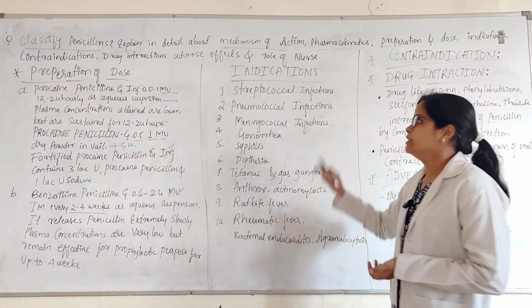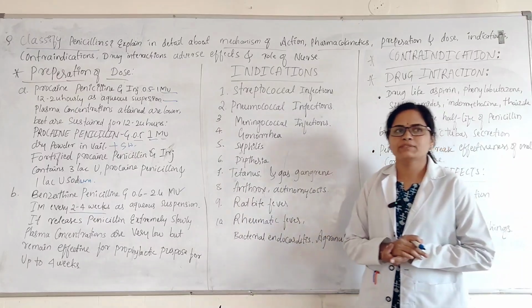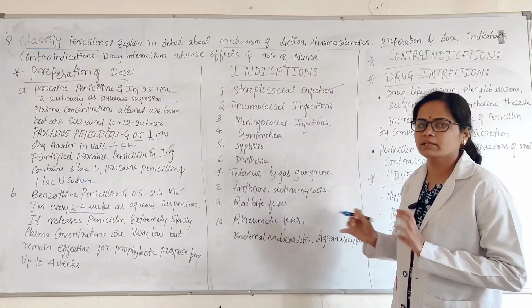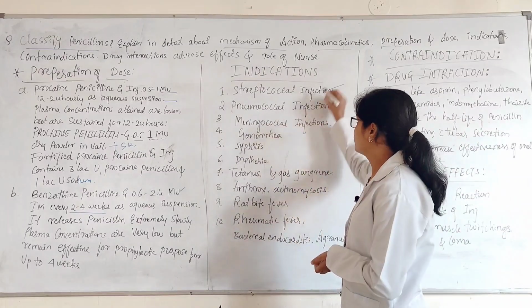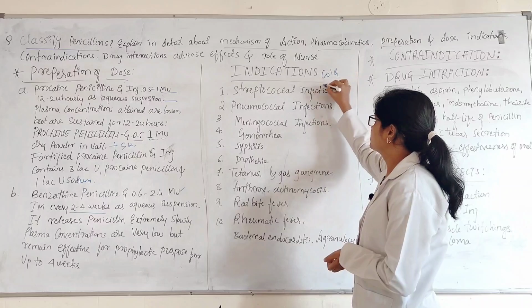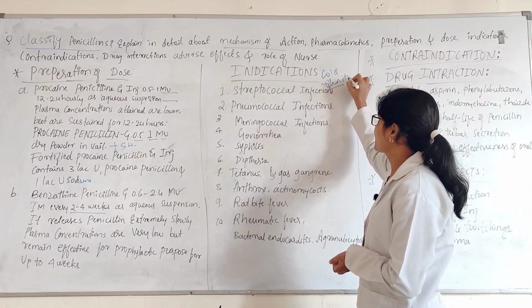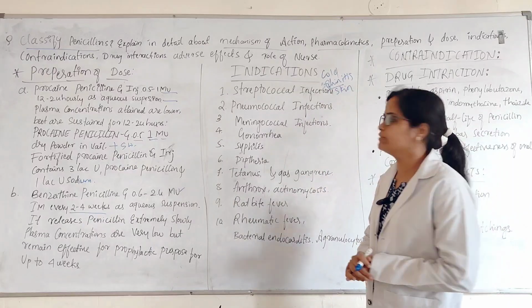And next we will see the indications. Indications are nothing but in which conditions you should administer the penicillin. Those are streptococcal infections. The streptococcal infections are nothing but the infections caused by the streptococcal bacteria. Examples for this are common cold, rhinitis, and other skin infections. These come under the streptococcal infections.